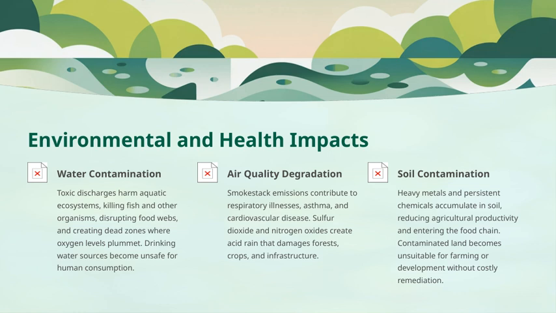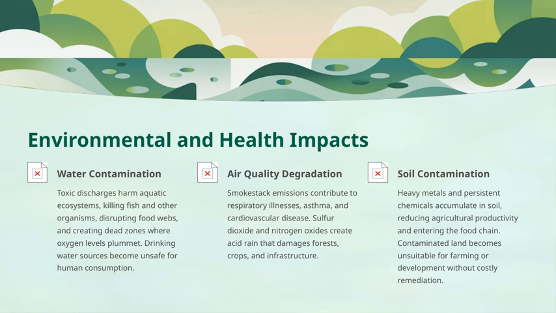As a result, our drinking water sources can become unsafe for human consumption, posing serious health risks. Moving on to air quality degradation, emissions from smokestacks release pollutants like sulfur dioxide and nitrogen oxides. These not only contribute to respiratory illnesses, asthma, and cardiovascular problems, but also form acid rain. Acid rain damages forests, crops, and even our infrastructure, impacting both the environment and our communities.